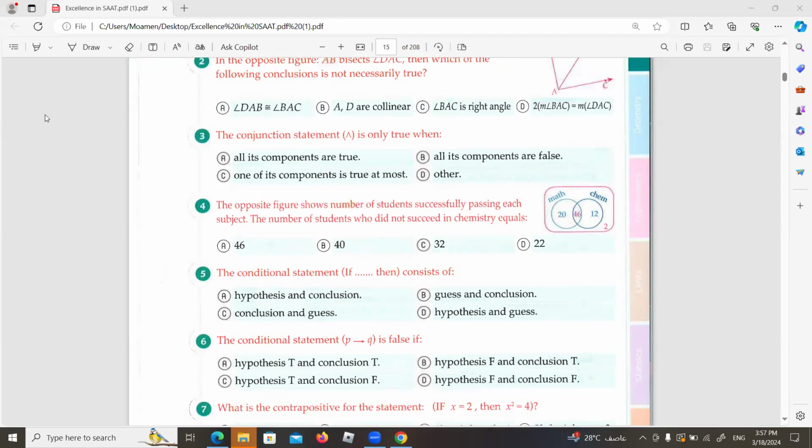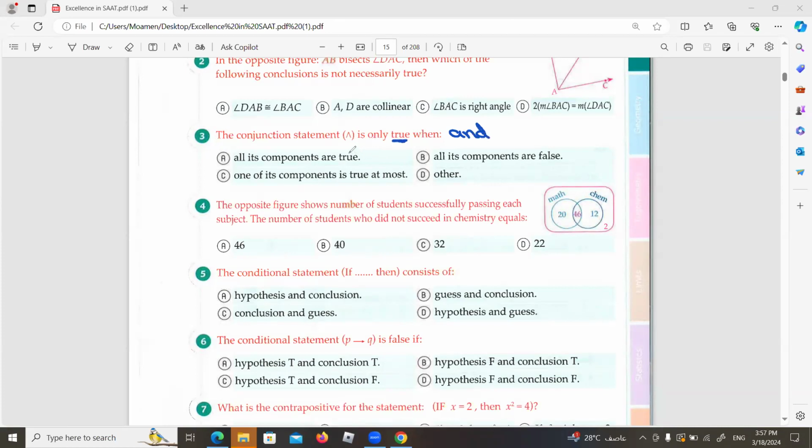In number 3, we have the conjunction statement. Conjunction statement means and. It means and. Okay.